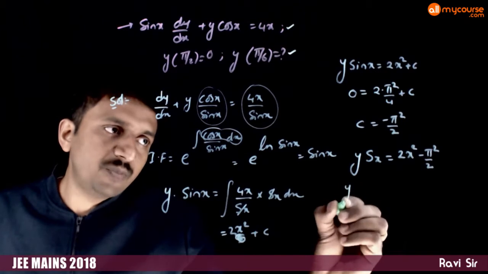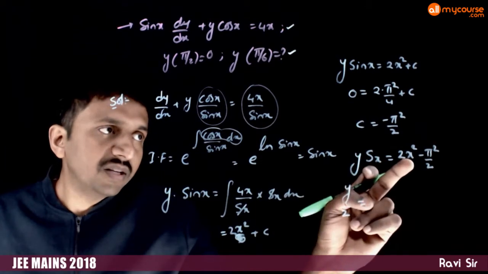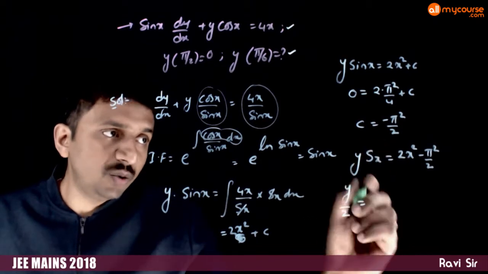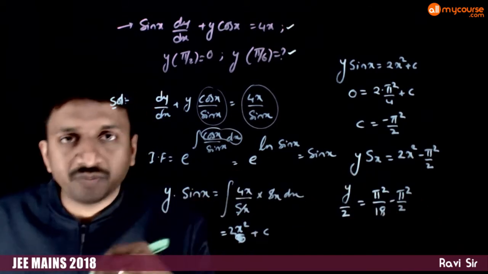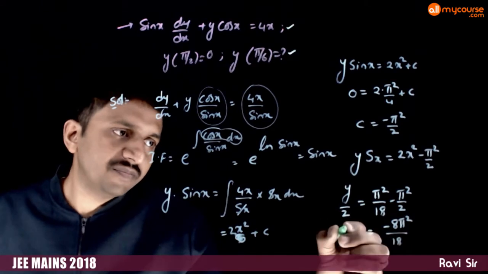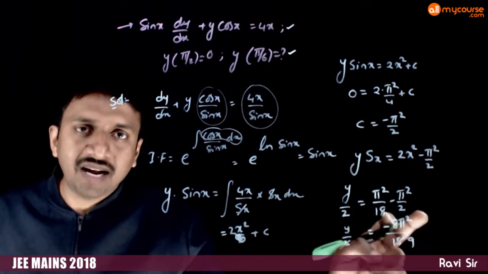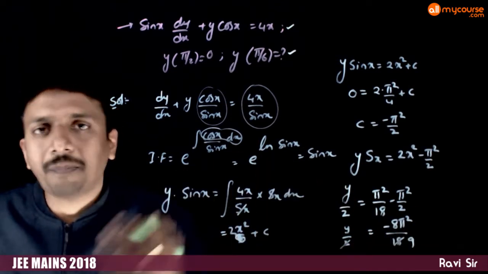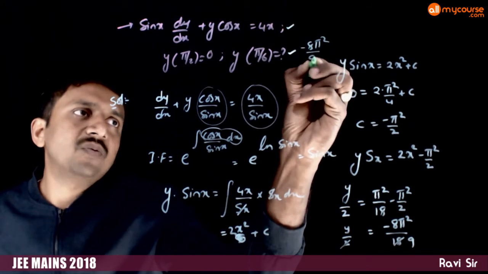You are asked to find y at x is equal to pi by 6. So if you put x is equal to pi by 6, sin pi by 6 is 1 by 2, and x square is pi square by 36, into 2 is pi square by 18, minus pi square by 2. That is equal to minus 8 pi square by 18, which is y by 2. So y is equal to minus 8 pi square by 9 is the right answer. So y at pi by 6 is minus 8 pi square by 9.